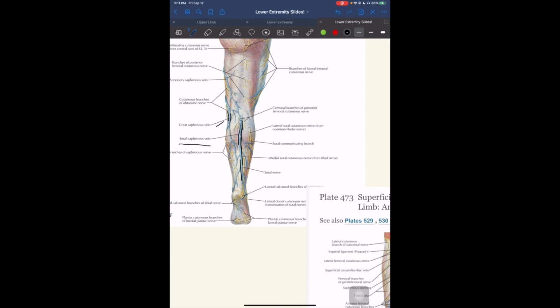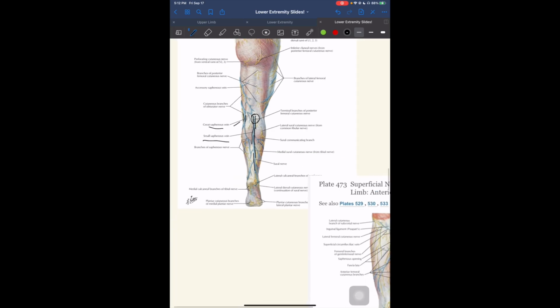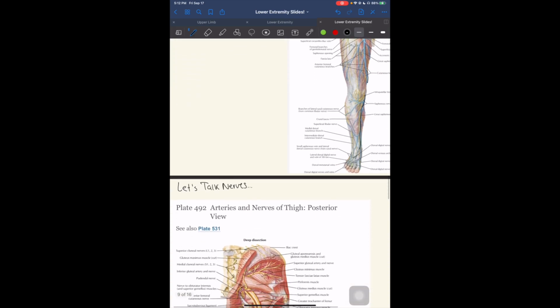So small saphenous, you don't have to be as freaked out about. It's not going to be as superficial as great saphenous, except where it ends right here, where it drains into the popliteal vein, in the popliteal fossa region. It's going to pop out superficially here. So, I guess this note is really more for lab if we ever end up in it, but just be careful of those.